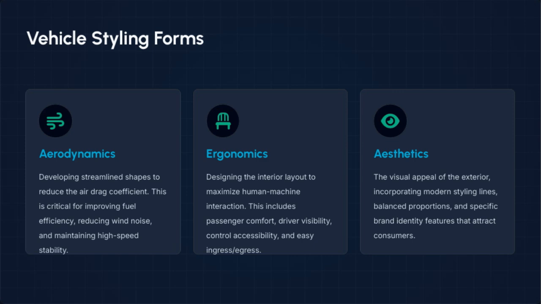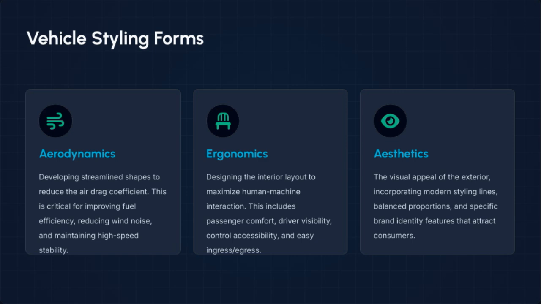Moving inside, the focus shifts to aesthetics. Designing the interior layout isn't just about how it looks, it's about how it feels and functions. We aim to maximize human-machine interaction, meaning the controls should be intuitive and accessible. Passenger comfort is key, so seating and space matter a lot. Driver visibility is crucial for safety, and easy ingress and egress ensure convenience. All these elements work together to make the interior inviting and user-friendly.